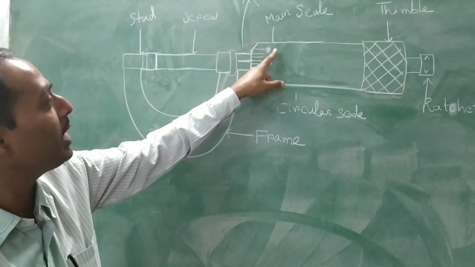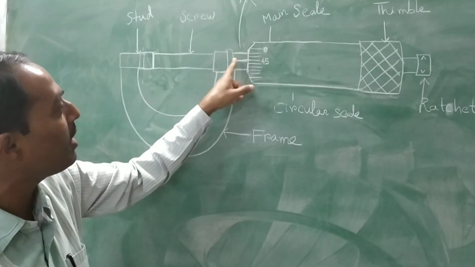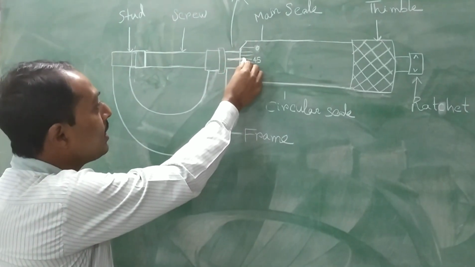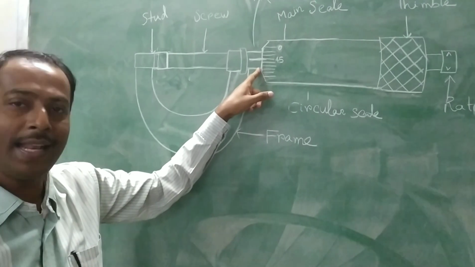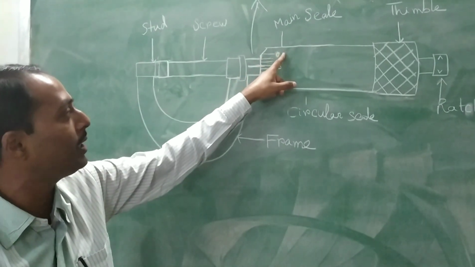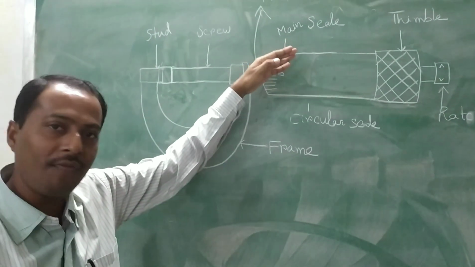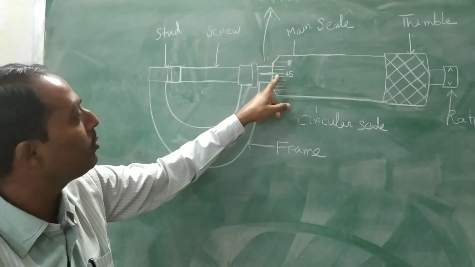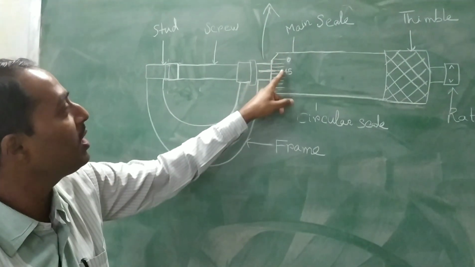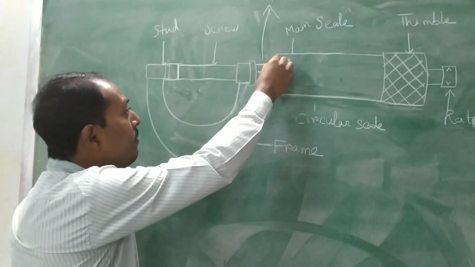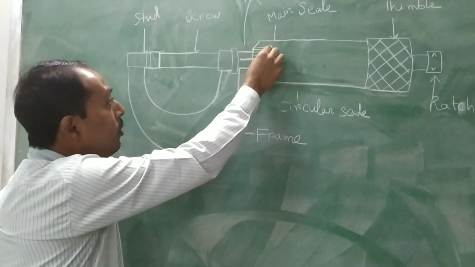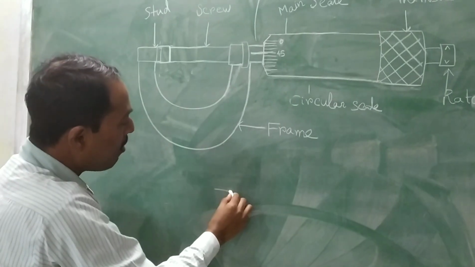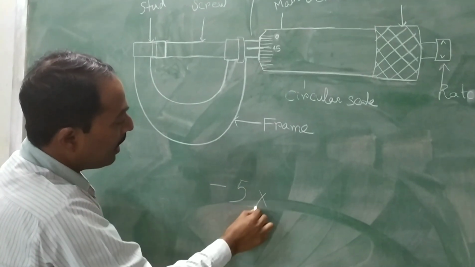So for calculating the zero error, first we have to check the position of the zero. If the zero of the circular scale is just above the reference line, this is the reference line, then it will be a negative error. Then you count the number of divisions from 0 to that reference line. How many divisions are there? Suppose there are 5 divisions, 1, 2, 3, 4 like this. Then your error will be minus 5 into least count.